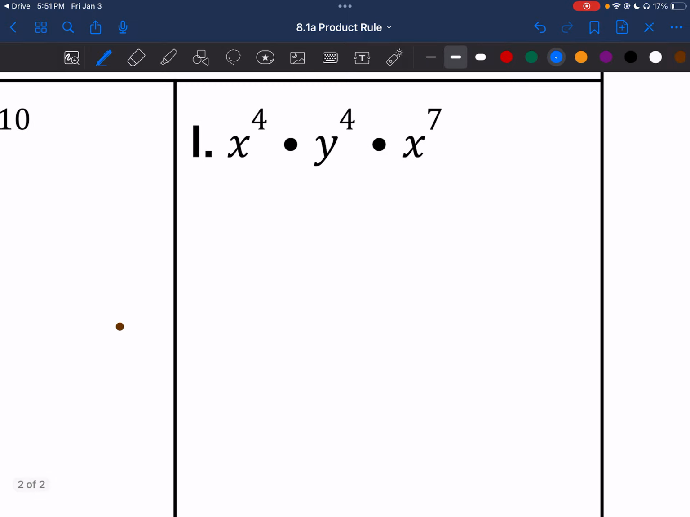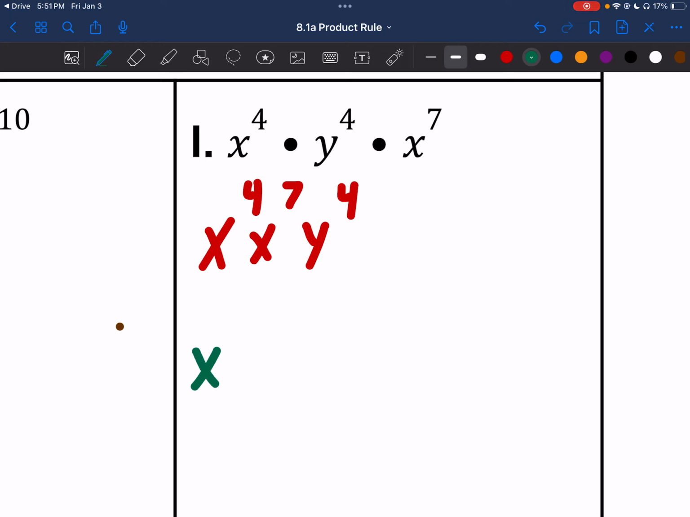And lastly, letter L. There are no coefficients, so we don't need to group them, but we have variables, 2 different ones. So we have x to the 4th, x to the 7th, y to the 4th. So same base, we add the exponents, 4 plus 7. And we've got y to the 4th. And 4 plus 7 is x to the 11th, y to the 4th.